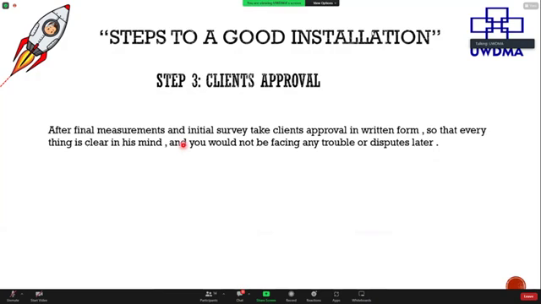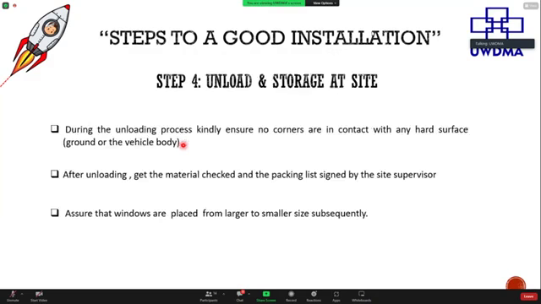Then after the measurement has been taken and the initial site survey has been done, you have to take the approval of your client. Again, I'm emphasizing, in written form. It could be digital or hard copy, whatever you prefer. But please take the client approval in written form so that you don't have any trouble or disputes later. Now the client has approved everything.